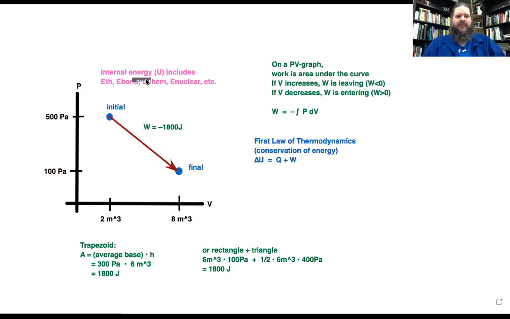So internal energy includes a lot of stuff. But if we're talking about change in internal energy, that's change in thermal energy plus change in bond energy plus change in chemical energy and so on. Of these, what's the only one that's actually changing that we care about here?